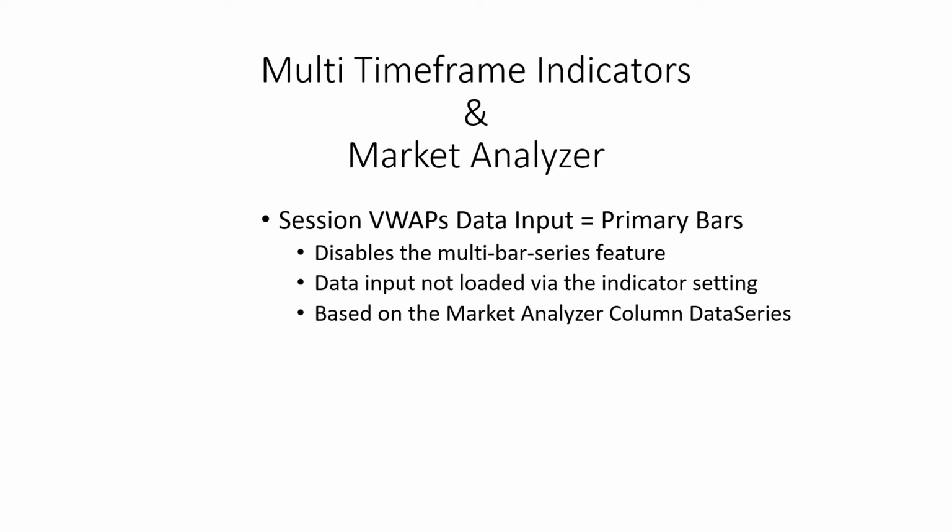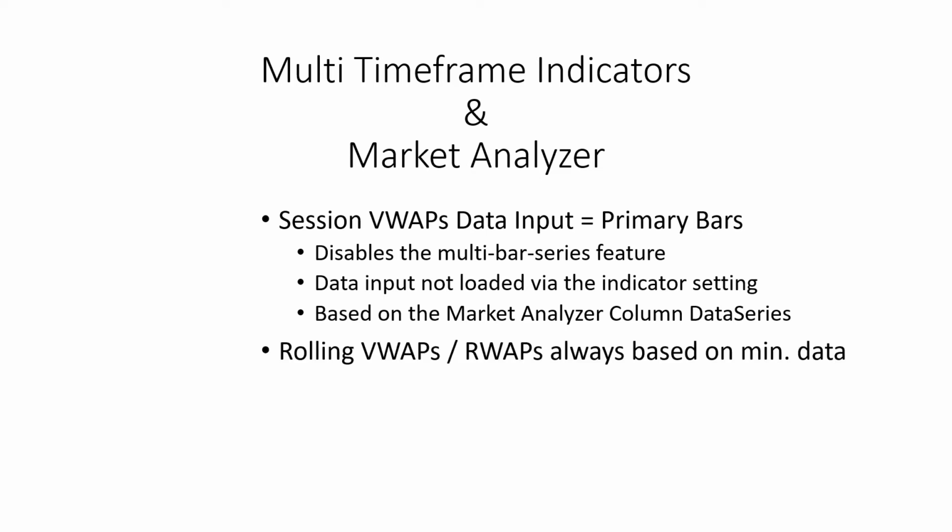the market analyzer column. For the rolling VWAPs and the rolling RWAPs, they are always calculated from minute data, and therefore this data input equal primary bars setting is not available. So you should always select 1 minute for the data series in the market analyzer column. So we'll have a look at how to do that coming up.